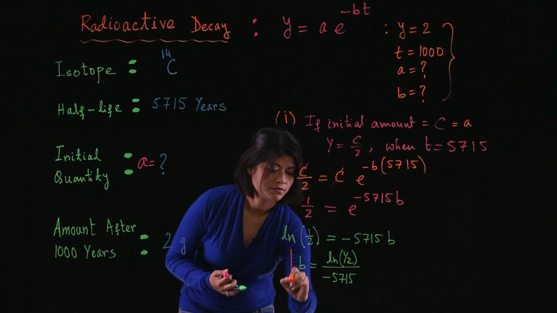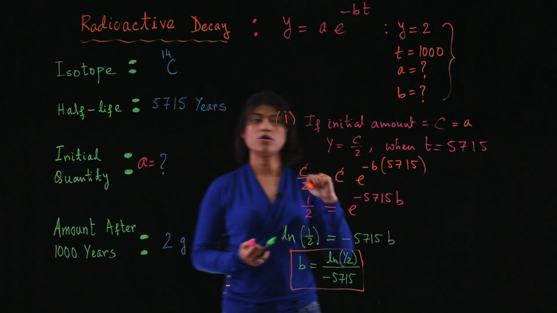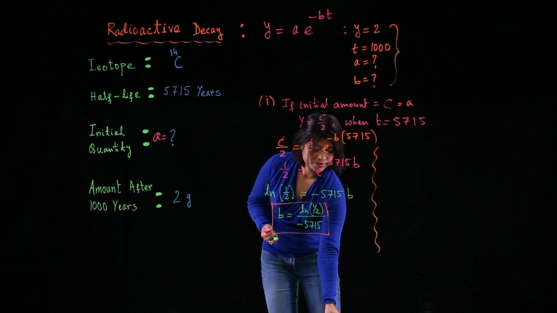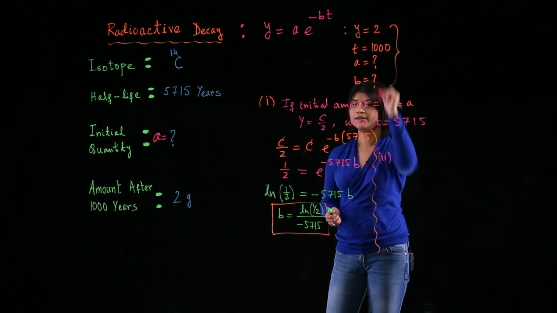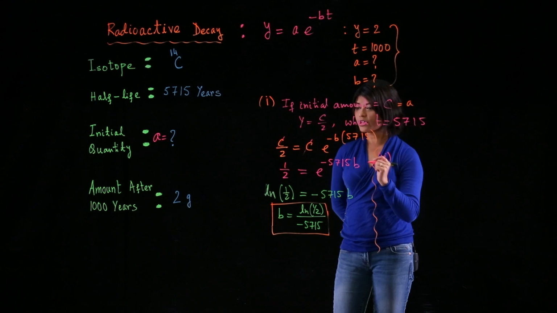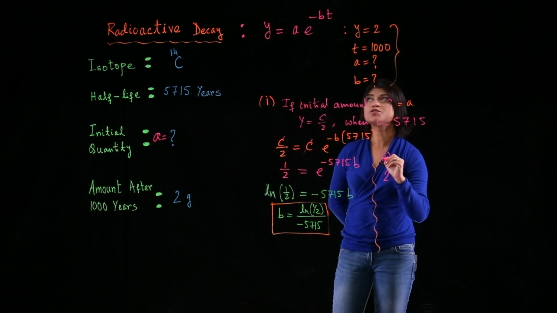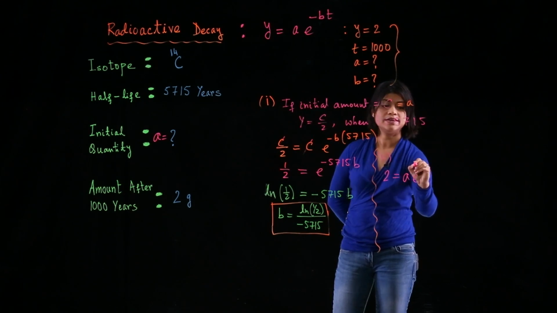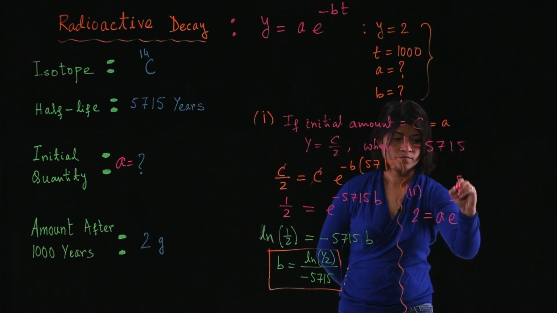So let's use this value in the model one more time. So this is part 2. This is when we are finding a, the initial quantity. So take the equation one more time. Let's see what is given. Y is 2, equal to a, which is unknown, times e to the power negative b, which is right here. So plug the whole thing in.